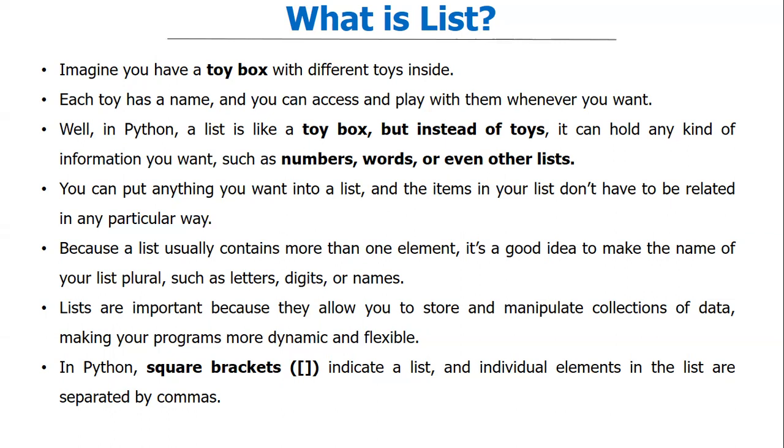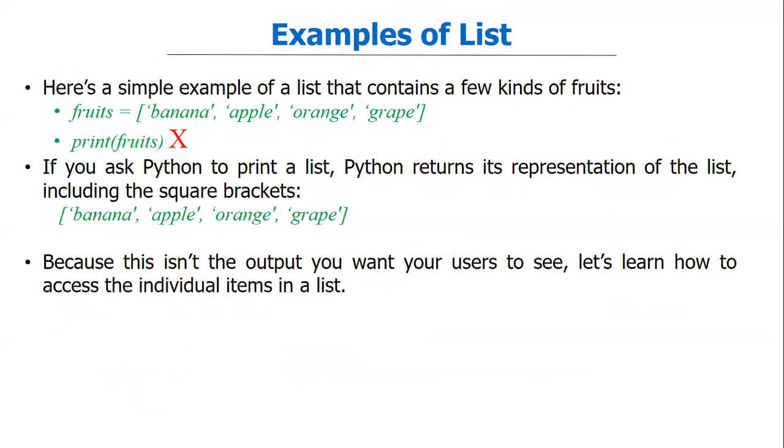Lists are important because they allow you to store and manipulate collections of data, making your programs more dynamic and flexible. In Python, square brackets, as we are seeing over here, indicate a list, and individual elements in the list are separated by commas. You can have a whole bunch of data as a list, like that of a toy box.